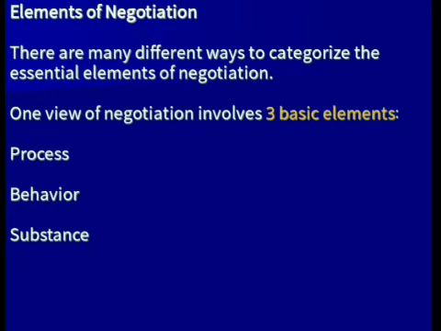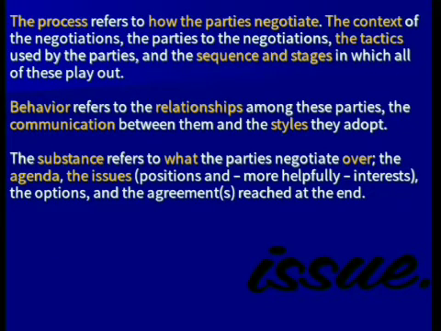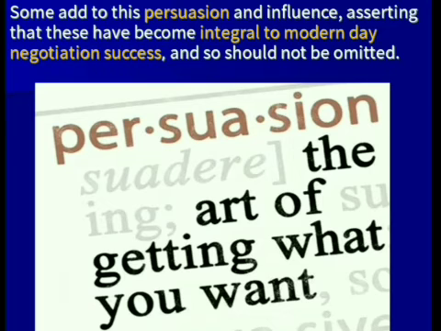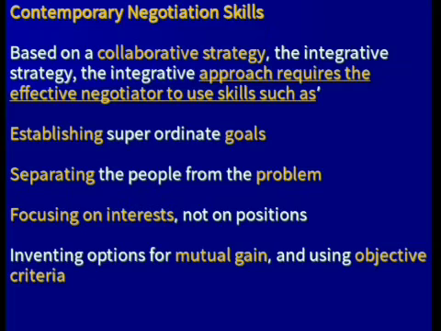Negotiation involves three basic elements: process, behavior, and substance. Process means the beginning till the ending, while behavior means how to behave during the negotiations. And the last one is substance. Substance is what the parties negotiate over. Some parties add persuasion or influence in order to solve the problem, to gain the aim of the negotiation or conflict.